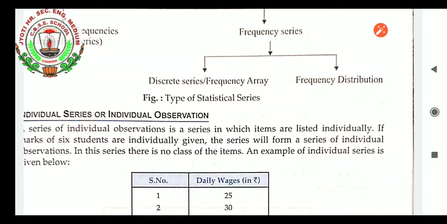I had already introduced that individual series does not have any frequency, but when we talk about the discrete series and the class interval series, they have the frequency with the data.